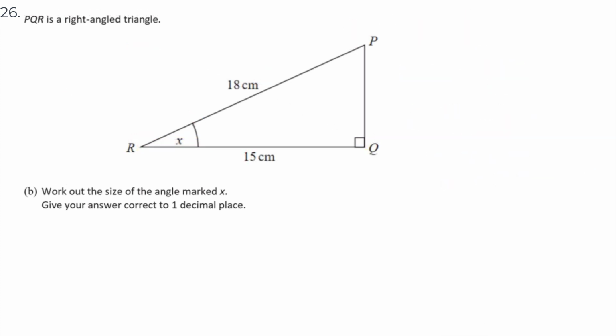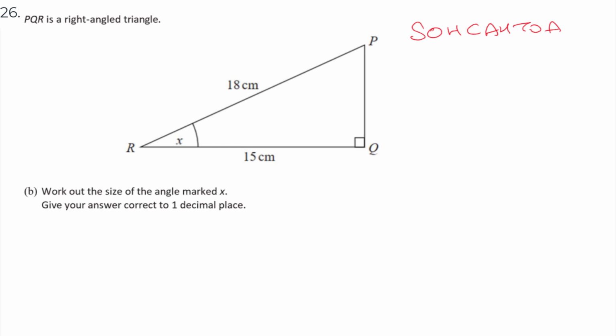Okay. In part B, we're given triangle PQR, and this time we've been given an angle which we don't know, and we've been given two other sides, and we need to work out the size of the angle marked X, and again we need to give our answer correct to one decimal place. Now this is still a right angle triangle question, so it's still going to have to do with our three trigonometric ratios, SOHCAHTOA.